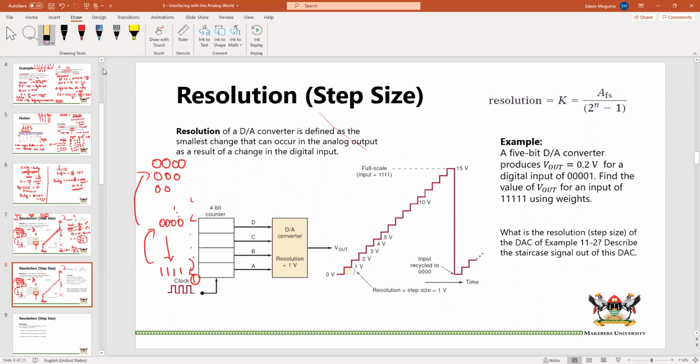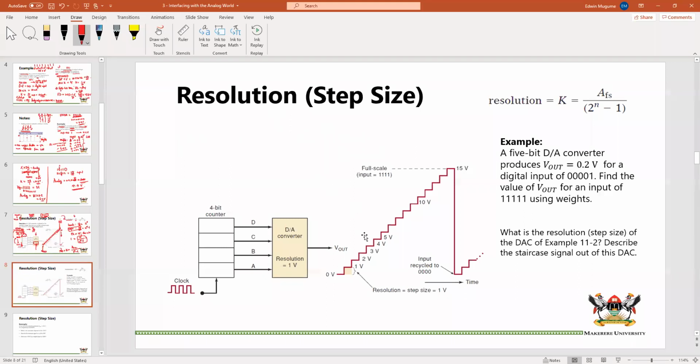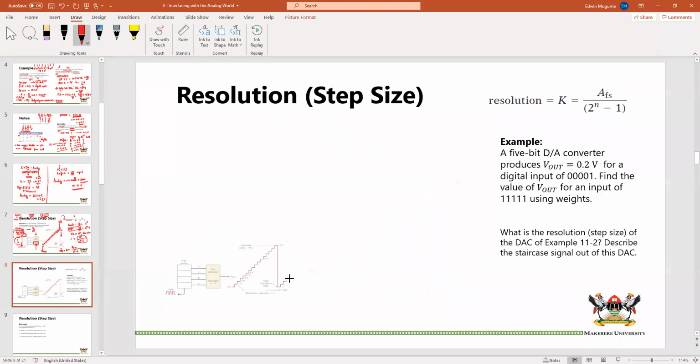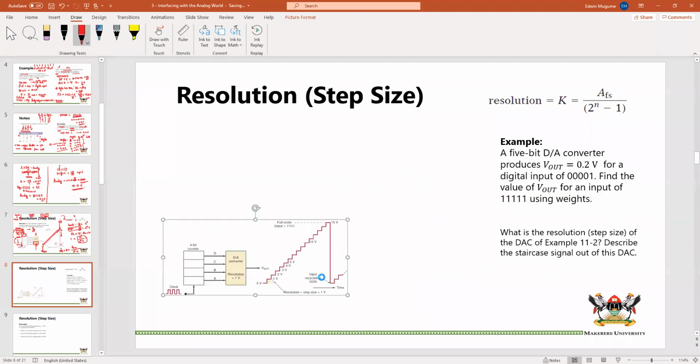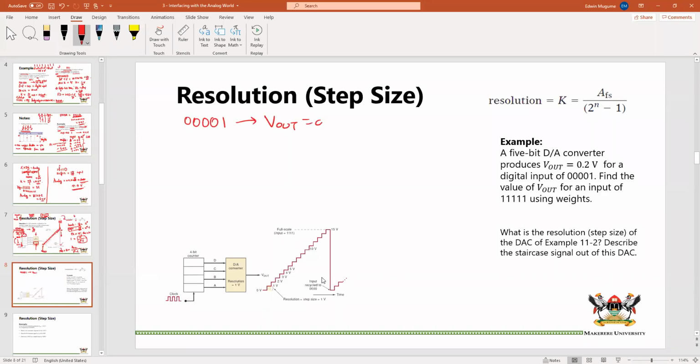Right. So we have an example here which says that we have a 5-bit DAC, or digital to analog converter, that produces 0.2 volts for a digital input of 00001. This is the example that we have already looked at with the weights actually. This gives us V out of 0.2 volts.